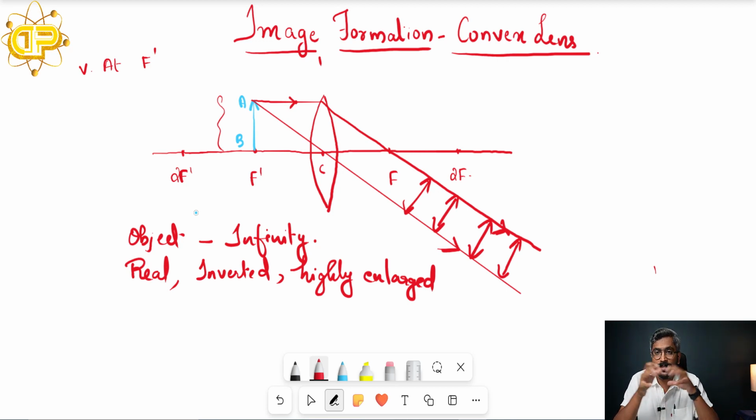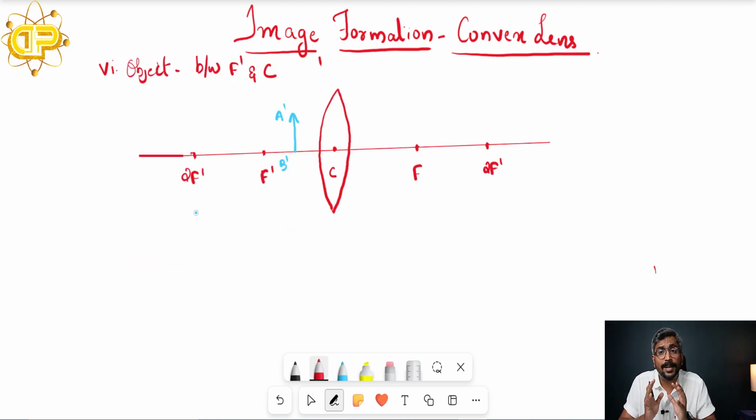So without wasting time, the last and special case of the image formation of a convex lens will be seen right now. So the last case is when the object is placed between f dash and C, where f dash is the focus and C is the optical center.